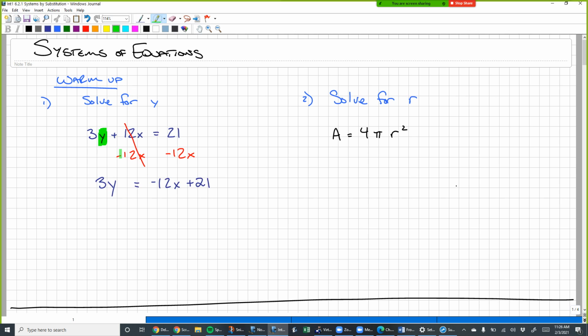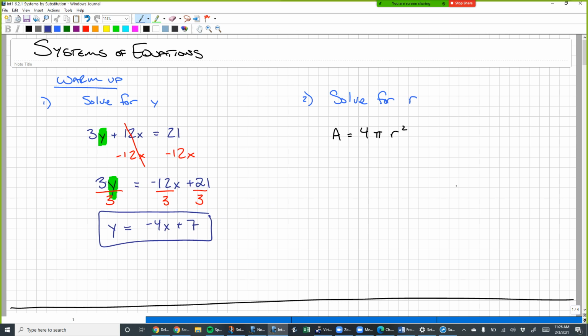Now I still need to get the y by itself, so I'm going to do the opposite of what's going on there with the 3. I do division, and I have to do division on all of these. Now I get my answer as y is equal to negative 4x plus 7.